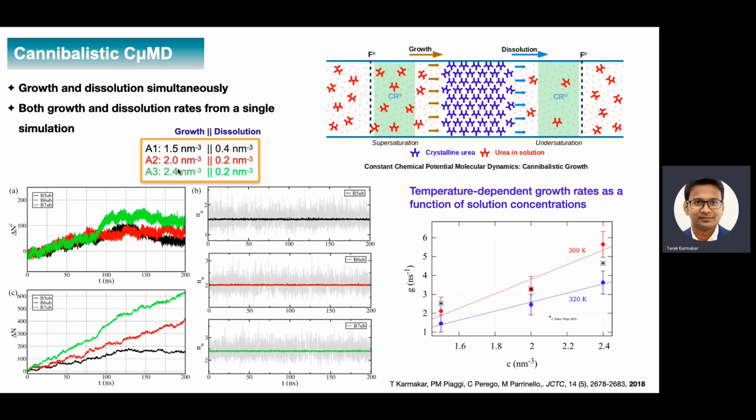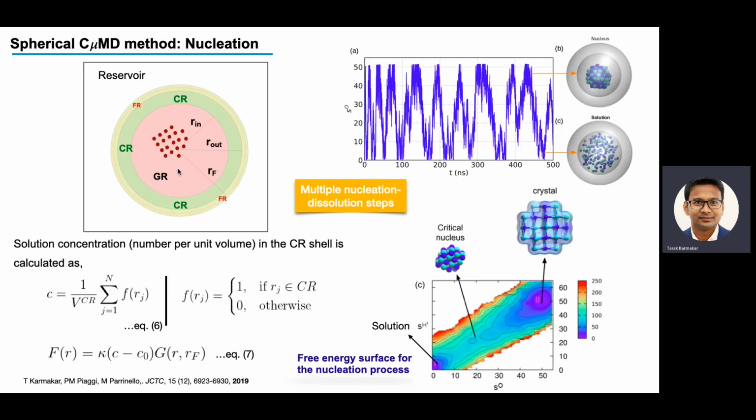When we perform the simulation, we observe that the solution concentration remains constant for a long time period. From the growth profiles, which are shown on panel C on the left bottom, at 3 different concentrations, from the slope of these curves, we can calculate the growth rates, and those are plotted as a function of concentration on the right bottom panel at 2 different temperatures. So essentially, by running one simulation, you could calculate the growth as well as the dissolution rates without the solution depletion problem. And we thought that we can apply similar ideas to study nucleation.